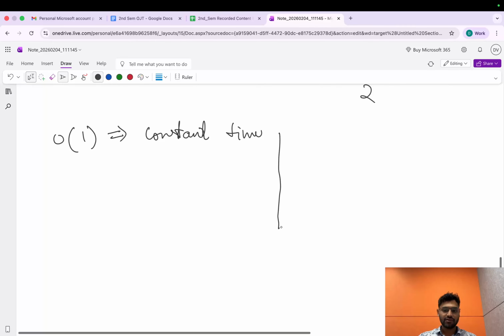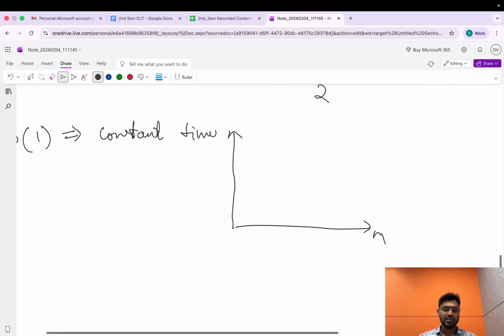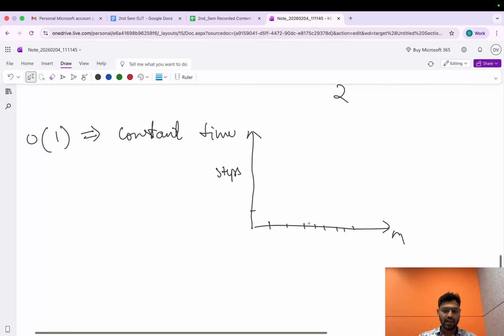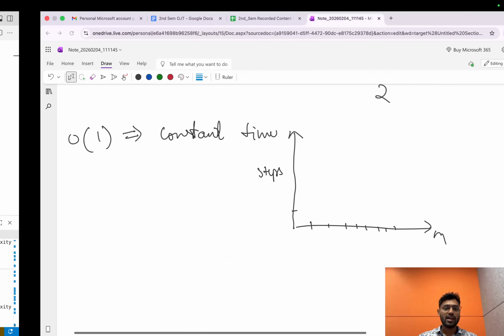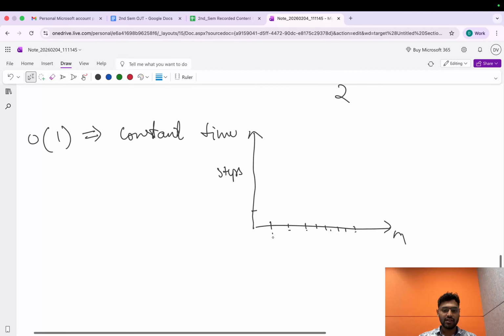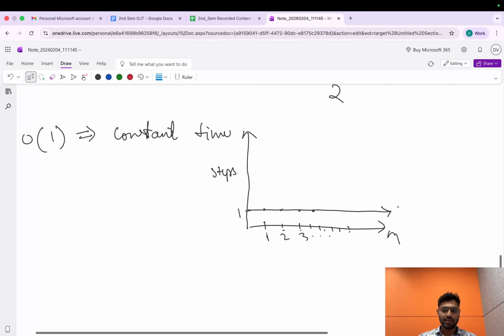See, I will show you a graph. This is n and this is steps. The n value can be anything. Here the n value need not be 400. The n value can be 1, 2, 3, 400. It can be any value of n, but the number of steps we are running is only 1. So how does it look to you? Constant, right?